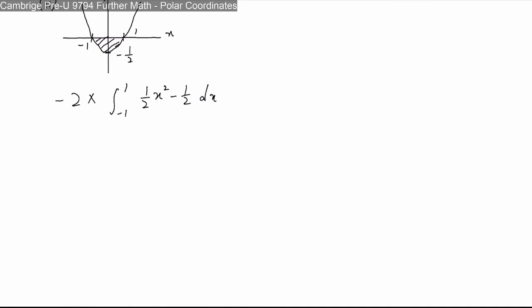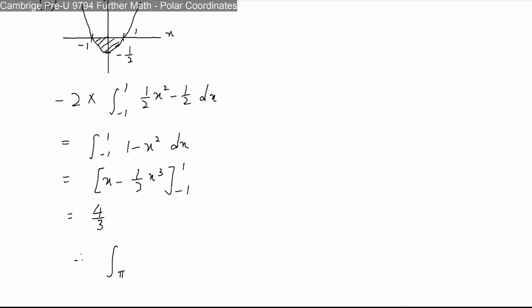Once we do this, we actually have from -1 to 1, in this case, 1 minus x squared. So we have to integrate this one. Evaluate this integral from -1 to 1. If you integrate it, we will get 4 over 3. So we actually get a positive value. This is the answer for the integral that is asked in the question.